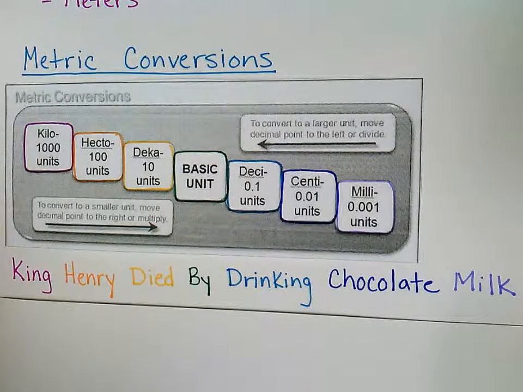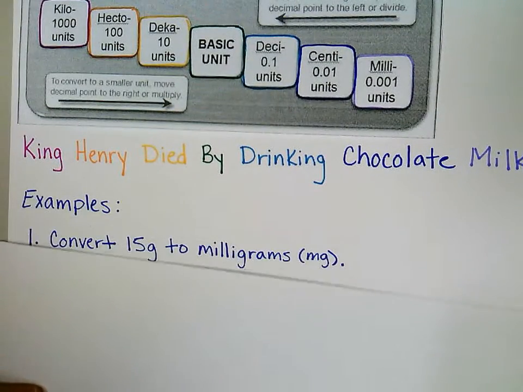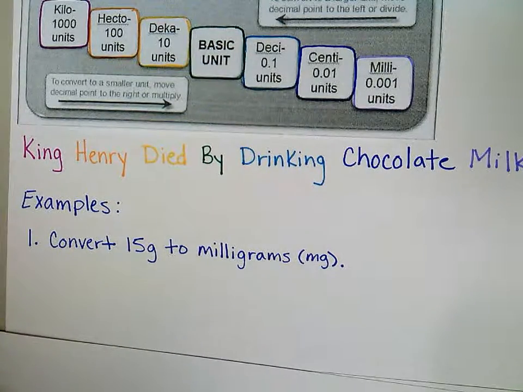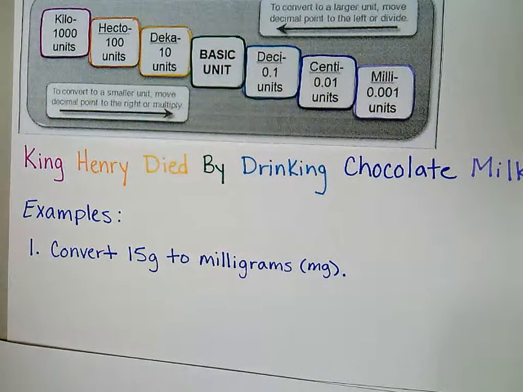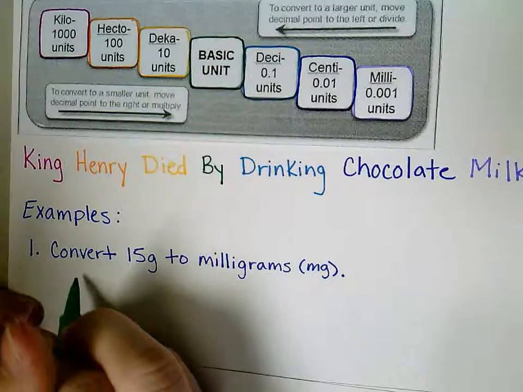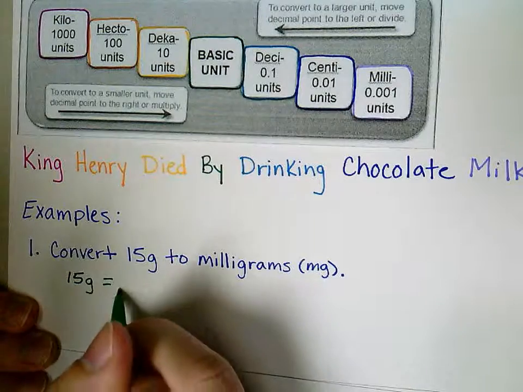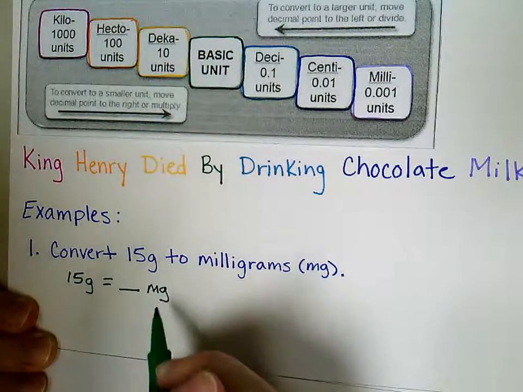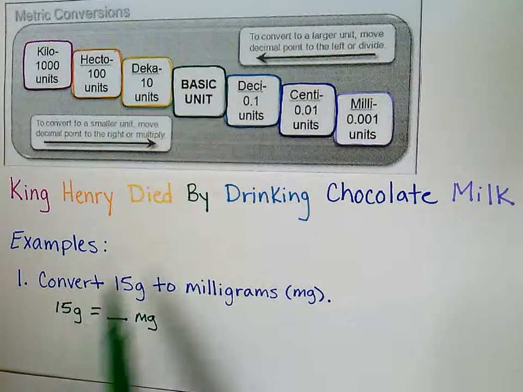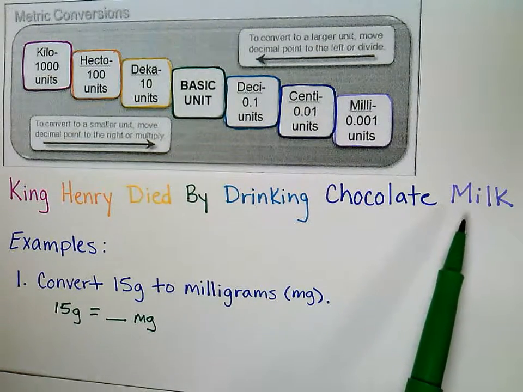I am using the examples from the lesson so you can see if you got these wrong in the lesson. I can help you figure out why you're getting it wrong, hopefully. So the first example was 15 grams to milligrams. So the first thing I want to do is write out 15 grams is equal to however many milligrams. So I'm going to go back up to my chart. So I'm going from grams, which is my base unit, to milligrams, which is the milli or the milk.